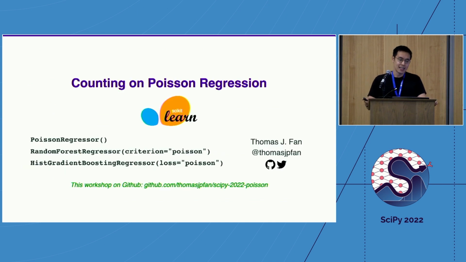So we went through quite a bit, counting on Poisson regression with Scikit-learn. We went through the linear models for PoissonRegressor, random forest with the Poisson criterion, and HistGradientBoosting with the Poisson loss. All the materials here are available on GitHub or on this link. I hope everyone here can take advantage of these features in Scikit-learn for your data and modeling purposes. Thank you for your time and for listening to this talk.